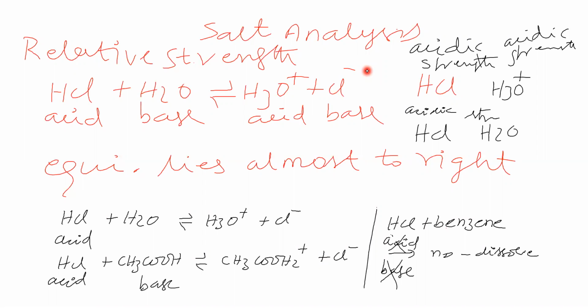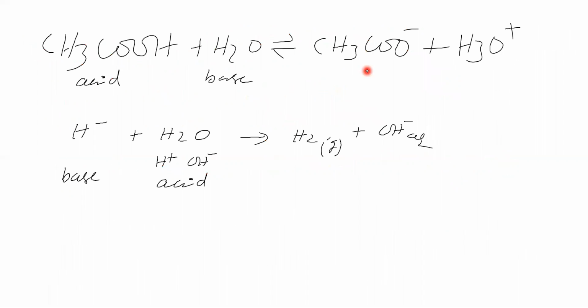Which is dominating? As per that we have to say whether it is an acid or base. If acidic strength is dominating, acid. If basic strength is dominating, base. If both are equal, neutral. So we talked about acidic strength and basic strength. Next we will take HCl plus water, which gives H3O plus and Cl minus.